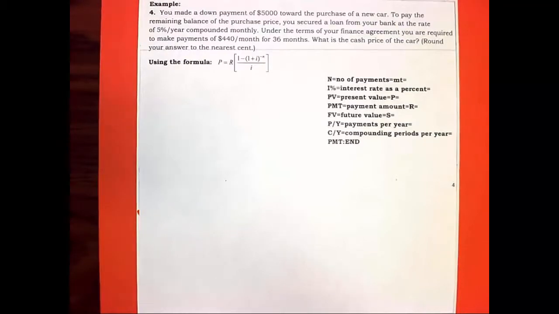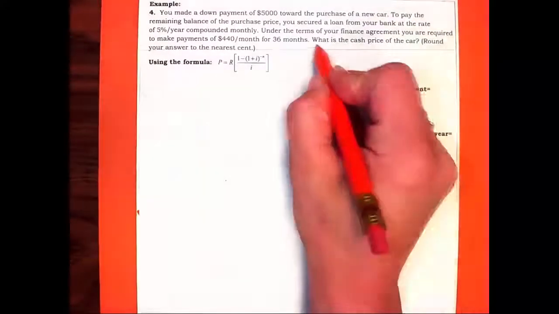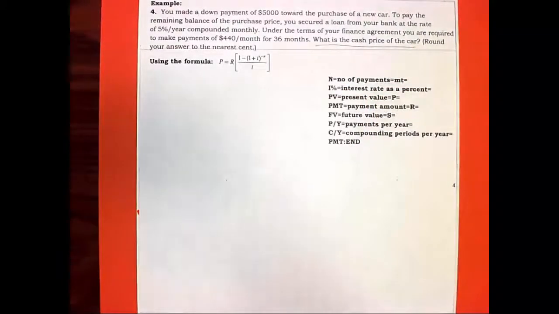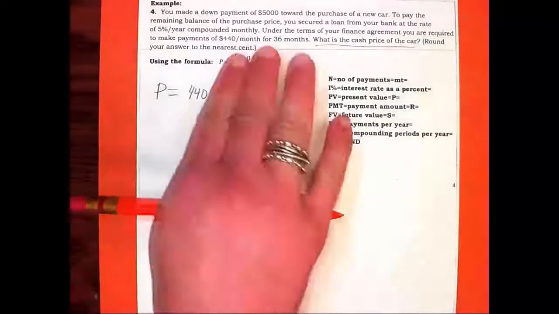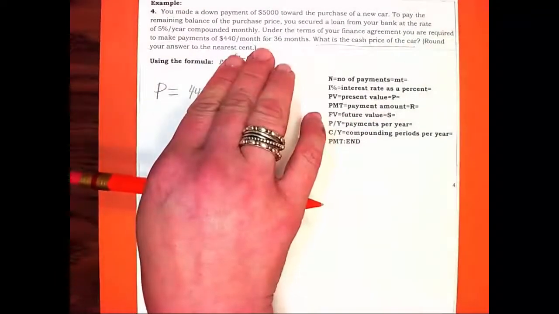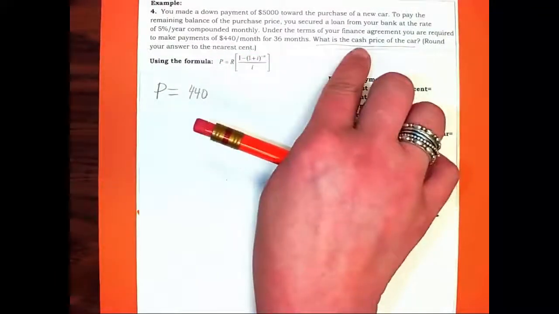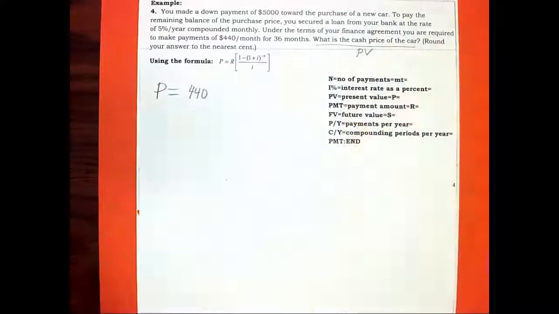So remember those few examples I gave you underneath that present value formula? What is the price of the car today? P is equal to, we've got our payment amount of $440. Again, this formula would not be given. You'd have to be able to choose that off the formula sheet. That's how you know it's present value. So let's put a note next to it.